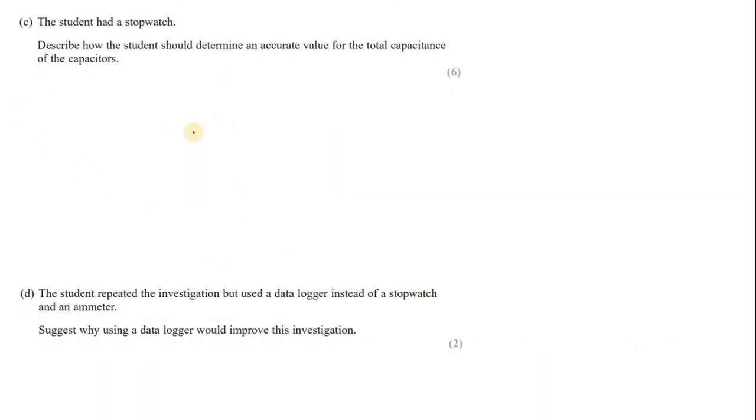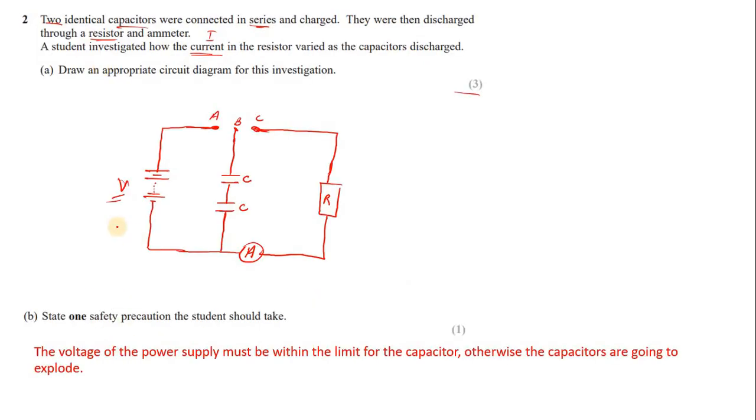Question, part C. The student had a stopwatch. Describe how the student should determine an accurate value for the total capacitance of the capacitors. So the idea is the student has to use this circuit, and what should he or she do so that the student can find the accurate total capacitance of the circuit.